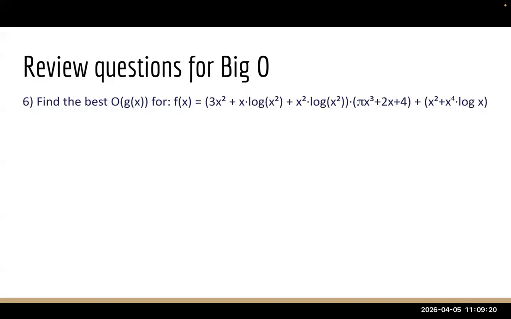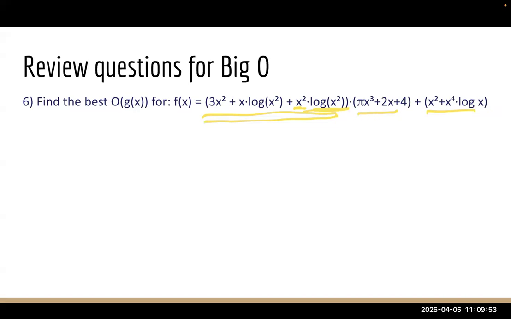Now we have to find the best O of g(x) for f(x) equals 3x squared plus x log x squared plus x squared log x squared, and this entire equation. So how do we want to go about this? We want to separate all of these and find the O of x individually, and then we'll go on about them. So for this one, what is the highest O(x)? It will be x squared log x squared.